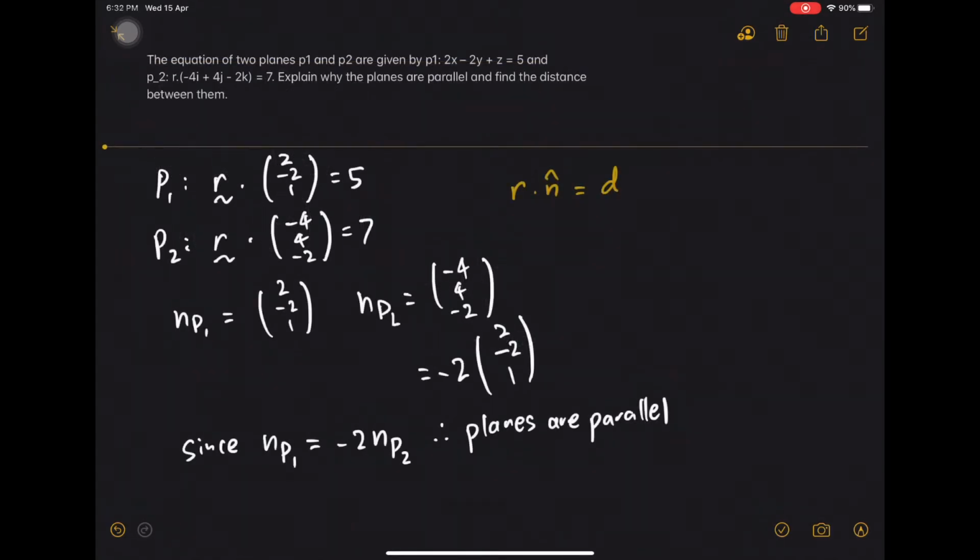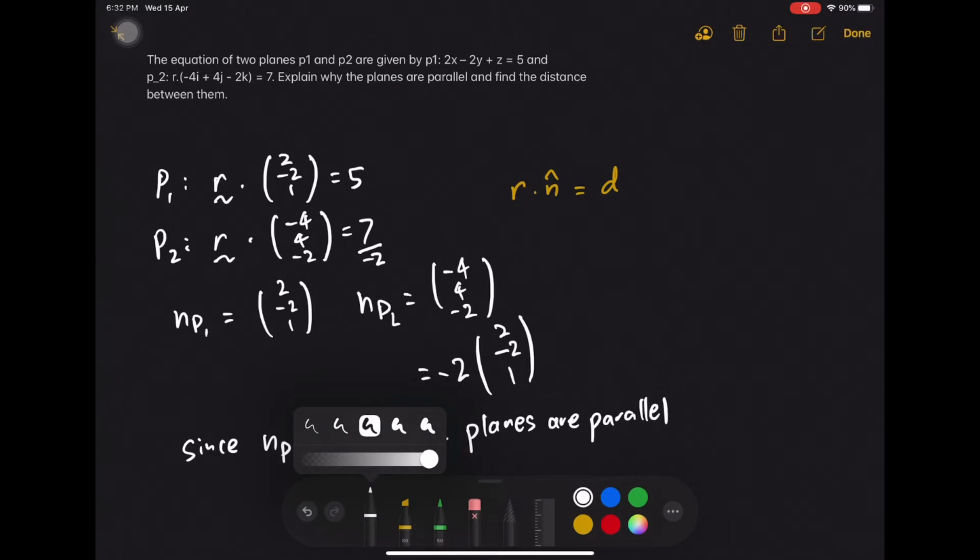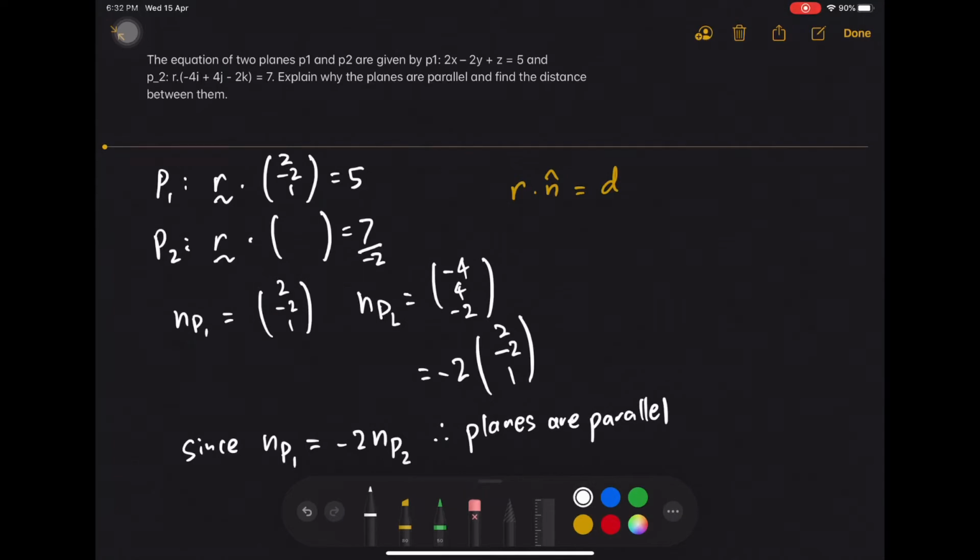Now we know that the two planes are parallel, we have to find the distance between them. As you can see, I have factorized out my -2 from the normal of plane 2, so I'm going to change the equation of plane 2 a little bit. I'm going to bring the -2 to the other side of the equation. That will get me 7 over -2. But in order for the equation to stay true, we need to change the normal to (2, -2, 1). You can see that plane 1 and plane 2 now have a common normal.